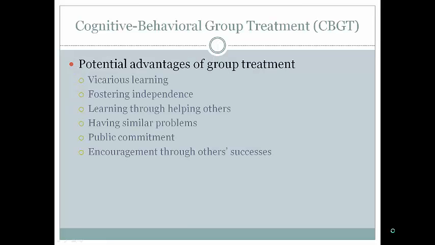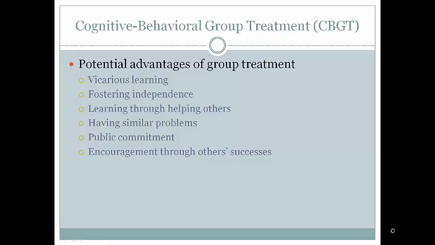So the primary treatments for social phobia are cognitive behavioral group therapy, exposure, and cognitive therapy. So let's talk about CBGT first. The potential advantages of group treatment are that you learn vicariously by looking at the experiences of the other people in your class. It also helps you feel some comfort, hearing that other people have similar problems, because oftentimes when people have problems, they feel they're very much alone in the world.